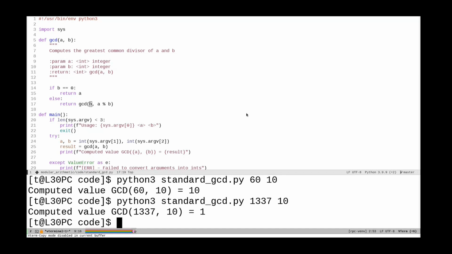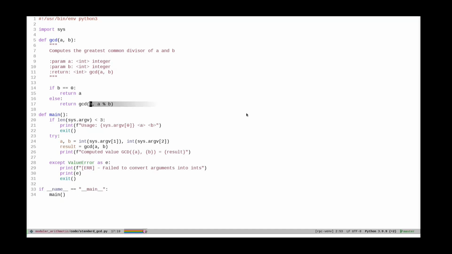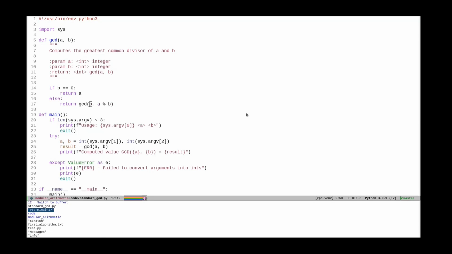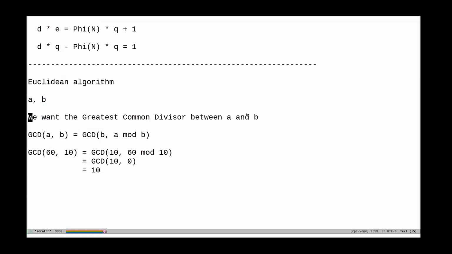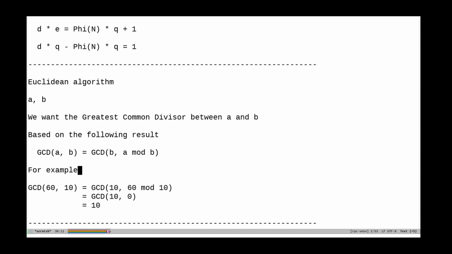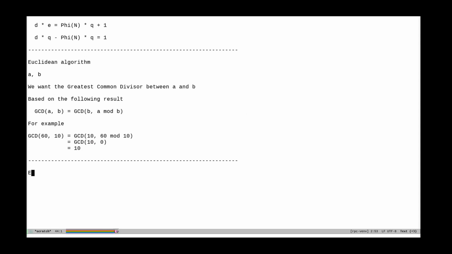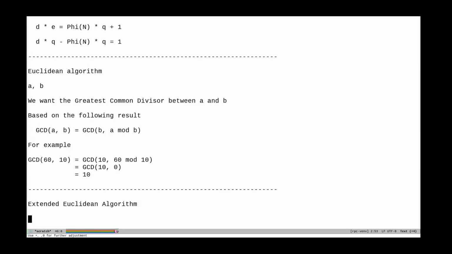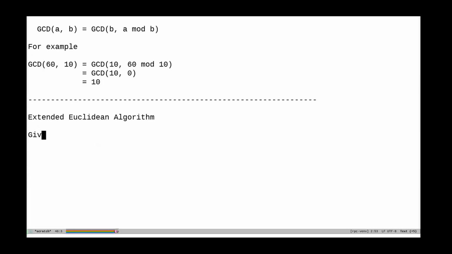So this is the standard, but the standard doesn't give us what we want. To get what we want, we want a different thing, based on the following result. This is a really efficient way to compute the GCD. The extended Euclidean algorithm does not compute only the GCD. So given A and B, you give me two numbers.